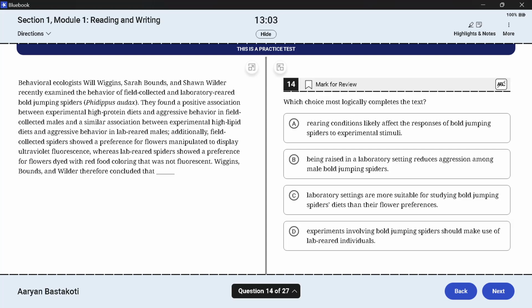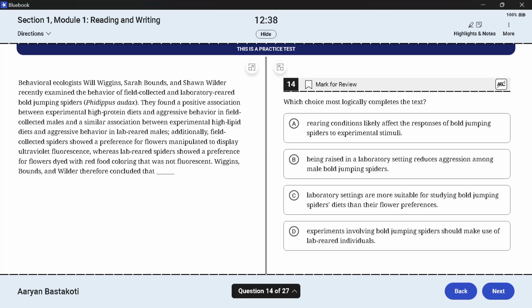Let me read it again. Behavioral ecologists recently examined the behavior of field collected and laboratory reared spiders. Okay, they have examined two types of spider. They found a positive association, positive means direct association, between high protein diets and aggressive behavior in field collected spiders, and a similar positive association between high lipid diets and aggressive behavior in lab reared males.